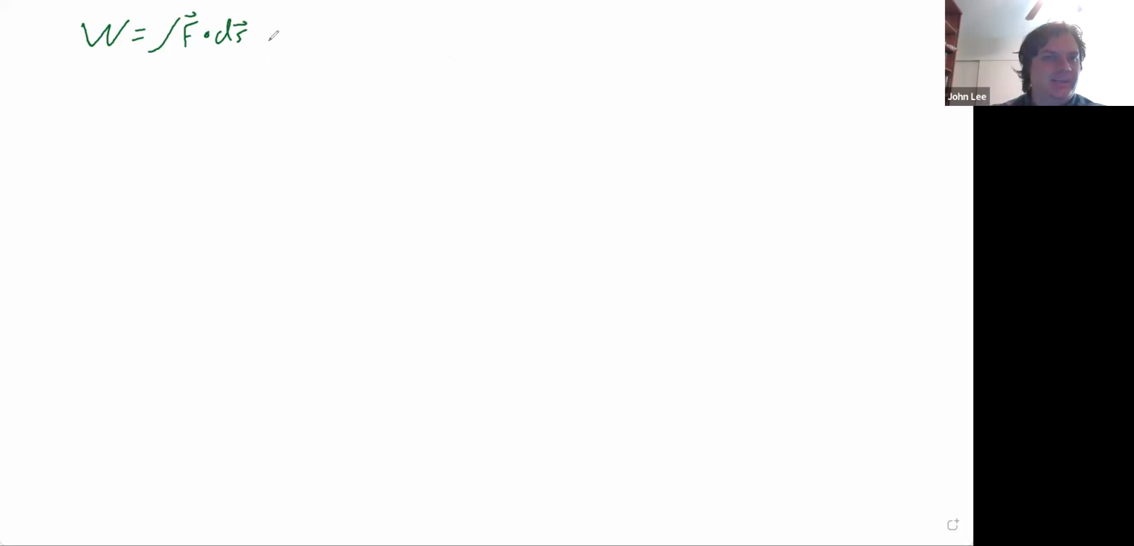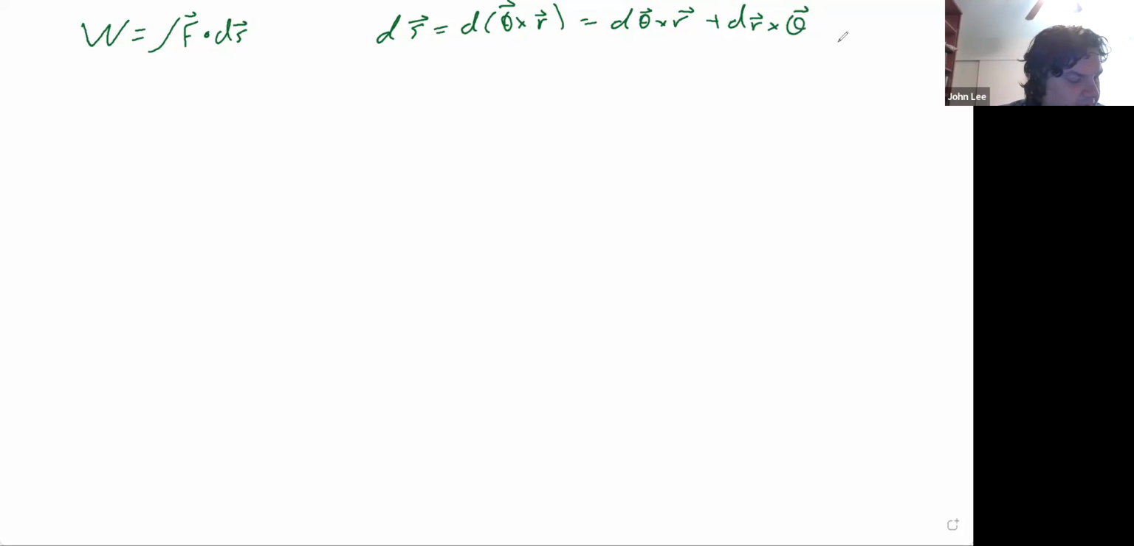it's going to be F dot ds for a rotating system. So ds is equal to d of theta cross r, which is equal to d theta cross r plus dr cross theta. And then, like I said before when we were talking about acceleration and radius, theta is defined to always be perpendicular to the radius. So this is going to become d theta cross r.